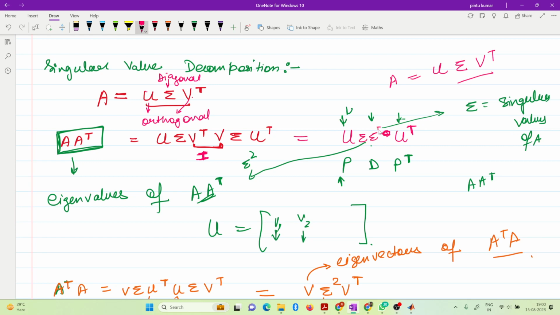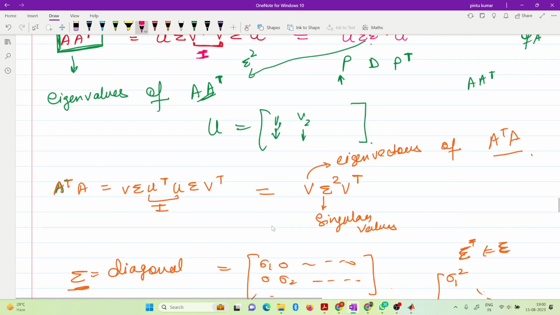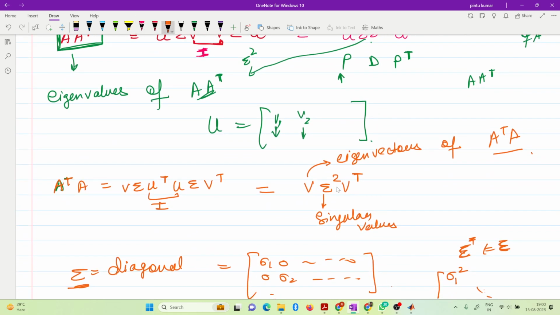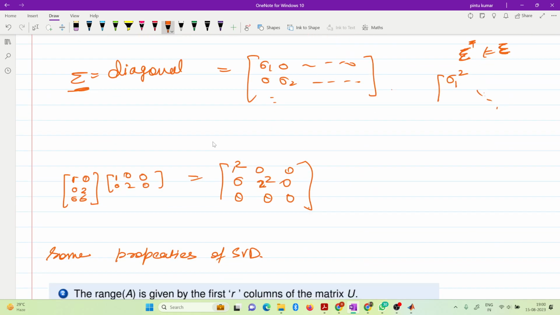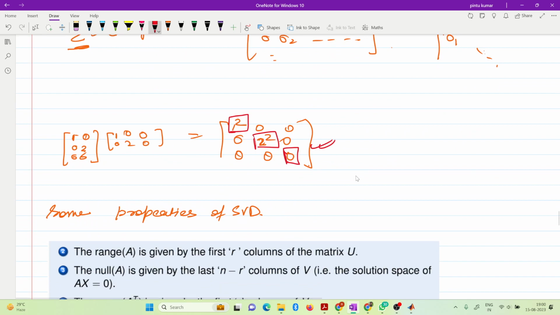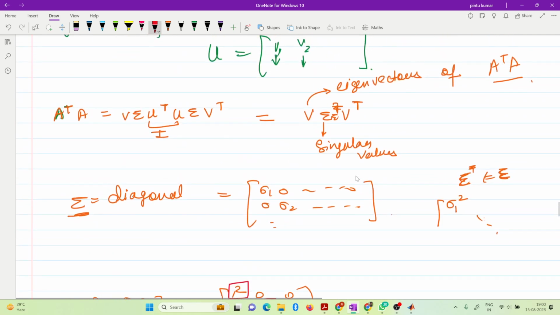I symbolically wrote that because I wanted to show you that what you will obtain is a diagonal matrix having all the diagonal entries as sigma square. I hope, Pradeep, now it's clear. Yes, sir, it's clear. Thanks.